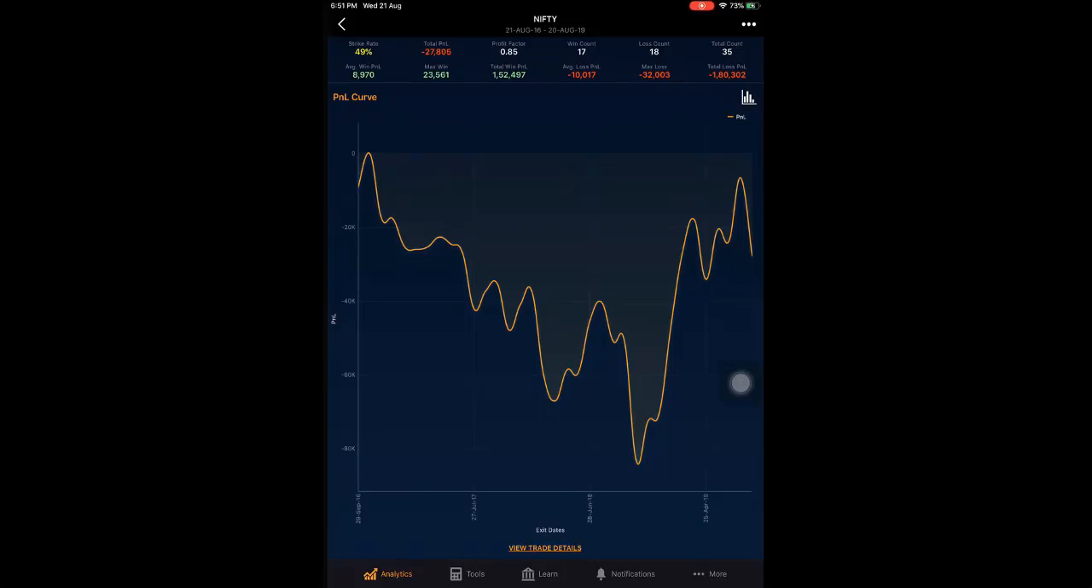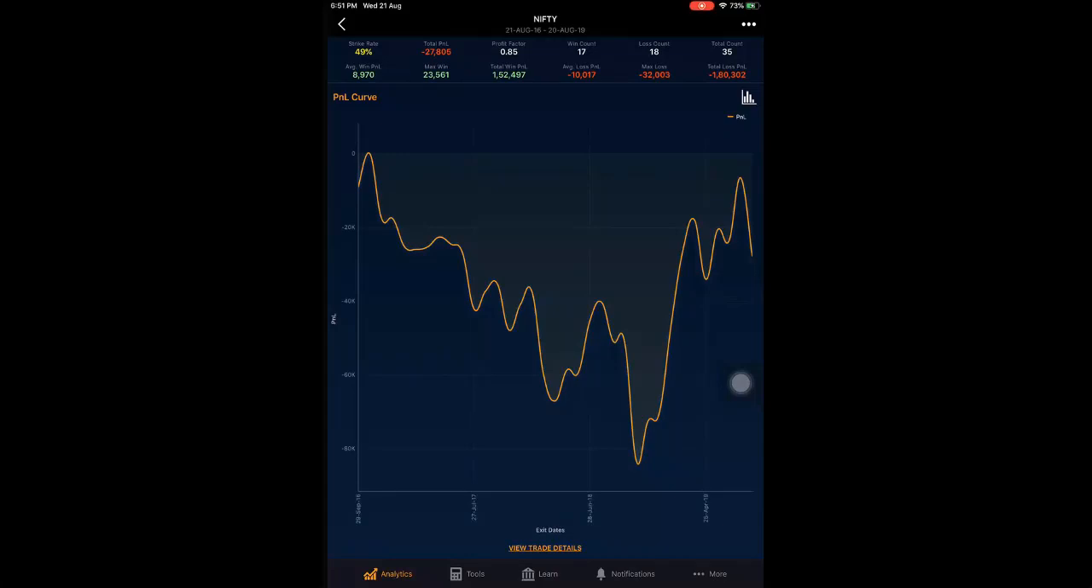Average win PNL is 8,970. Average loss PNL is 10,000. Max win is 23,561. Max loss is 32,003 rupees. You have total win and total PNL. So we saw that the max loss is 32,000. Okay, we have almost equal amount of win and loss count.